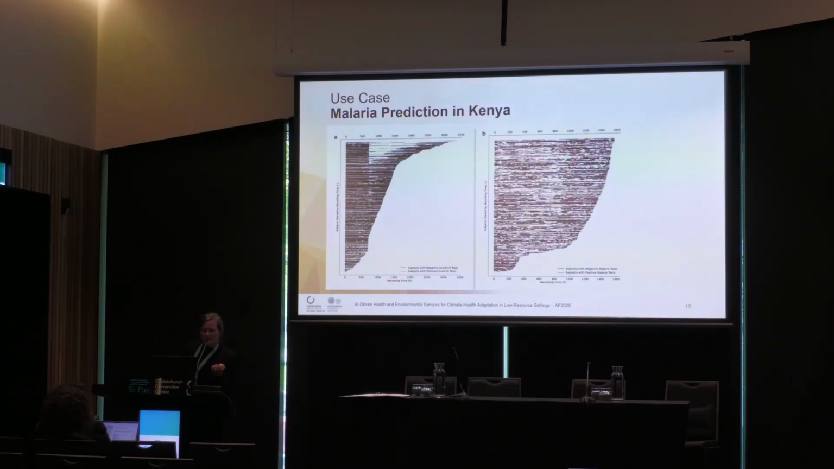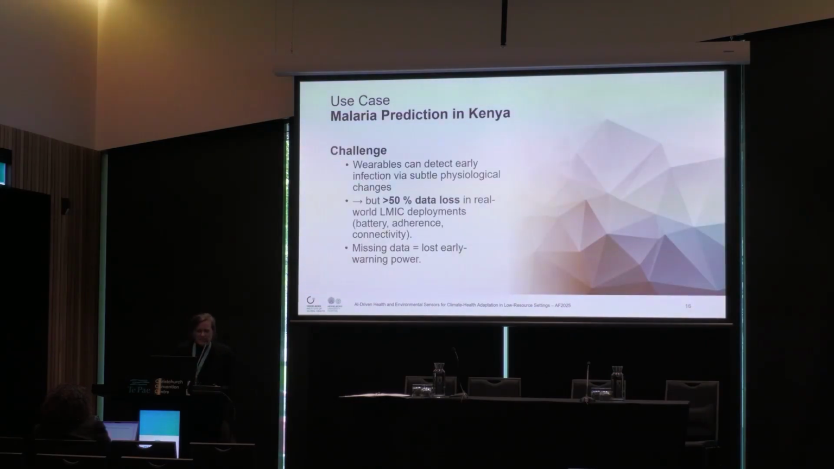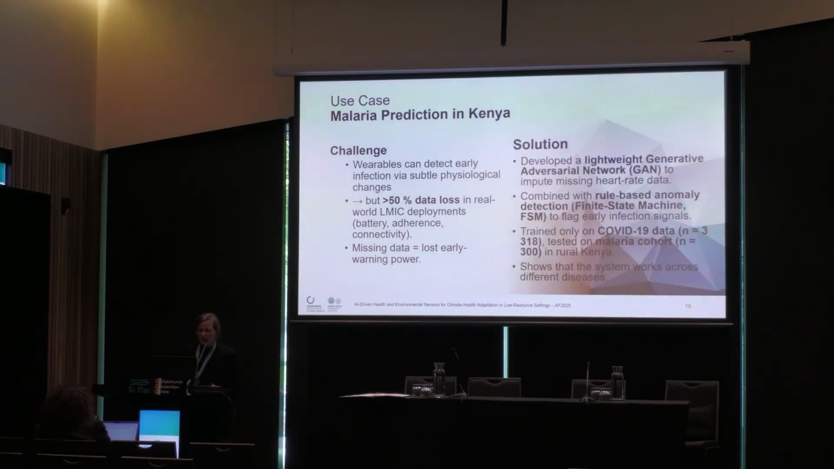As you can imagine, because we are collecting a lot of data about individuals, we also have a lot of missing data. Here on the right-hand side, this is the data set that we generated in Kenya, and the white dots are missingness in individuals. You can see there's quite a lot of missingness, and the question was how to deal with that. Essentially, we found that we had more than 50% data loss because of different reasons.